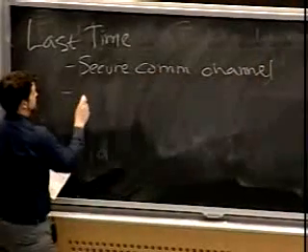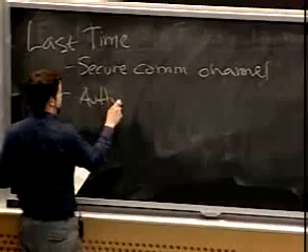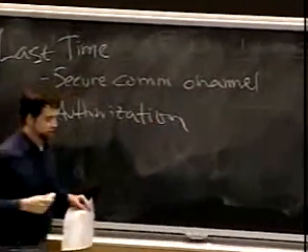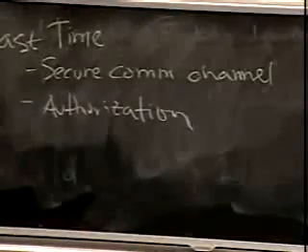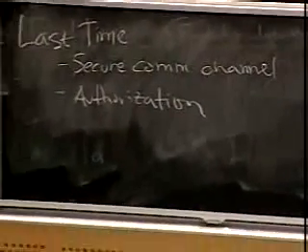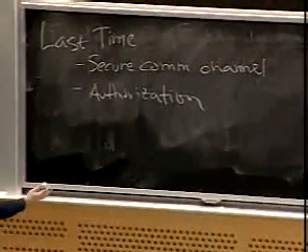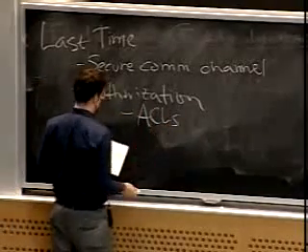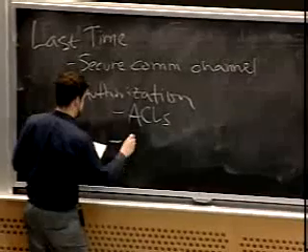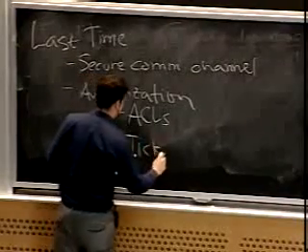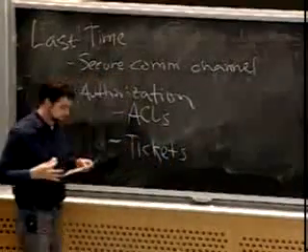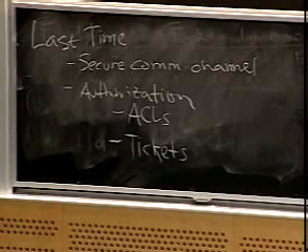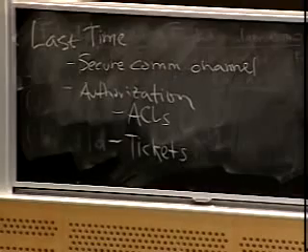Then we talked about doing authorization on top of that channel. Remember, authorization is this process of determining whether a given user should have access to a particular resource that they want access to. We talked about two main techniques for doing this, ACLs and tickets. An ACL is an access control list, which is just a list of users who are authorized to access a particular resource.